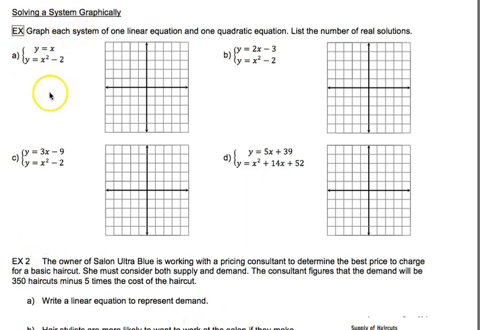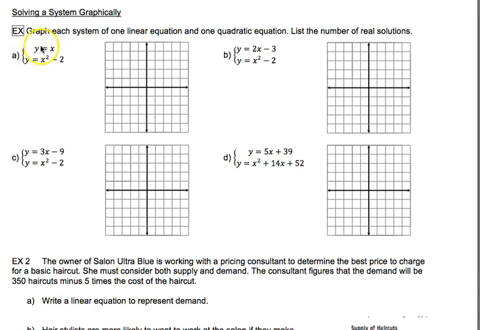All right, so we're going to talk about solving a system graphically. And this isn't just any system, not the same type of systems we solved in Unit 1. These systems have one linear equation and one quadratic equation. Here it asks us to graph the system and list the number of real solutions. Notice that it doesn't ask us to find the solutions. It just asks us to list how many there are.